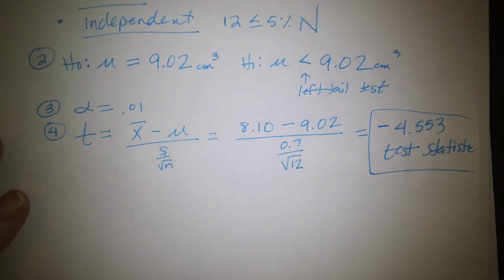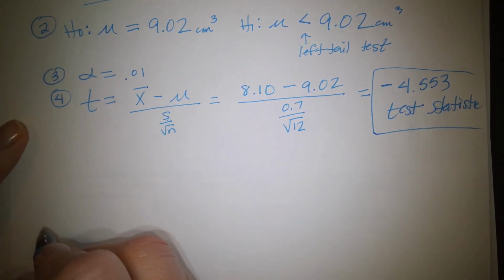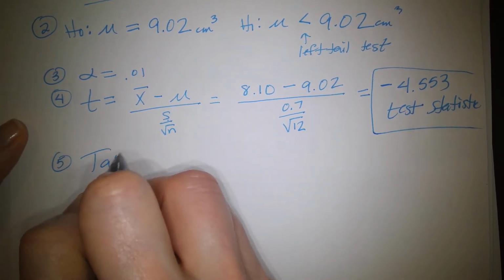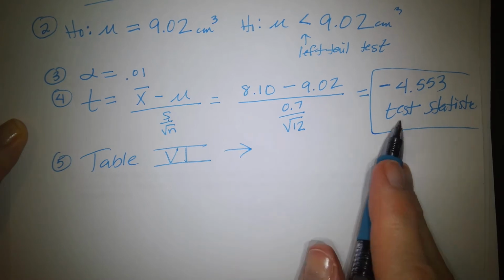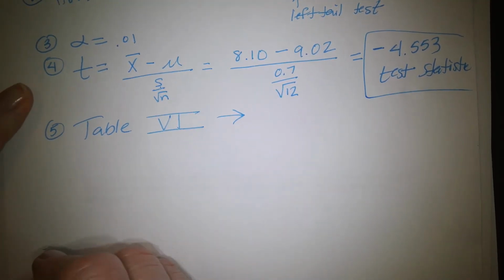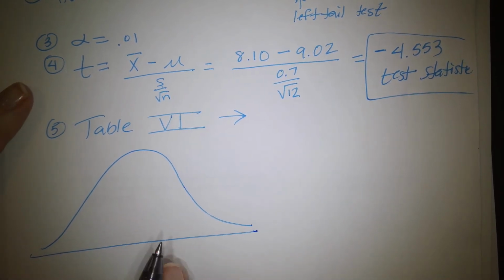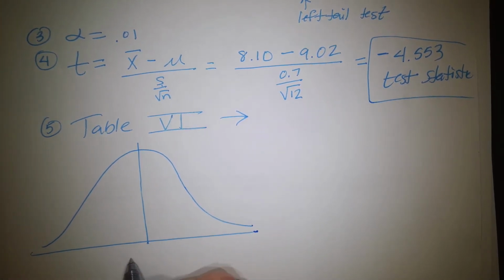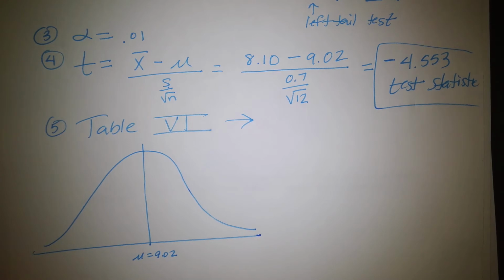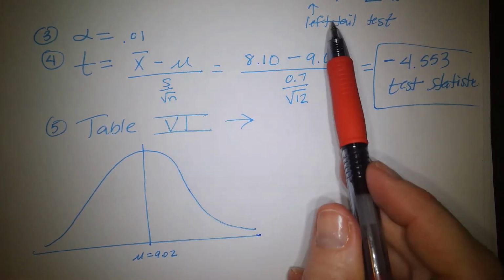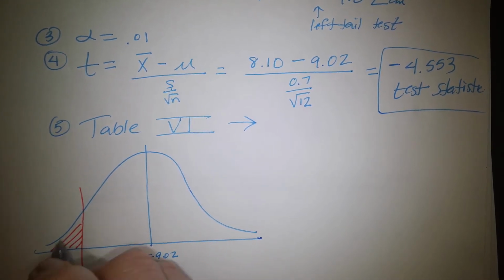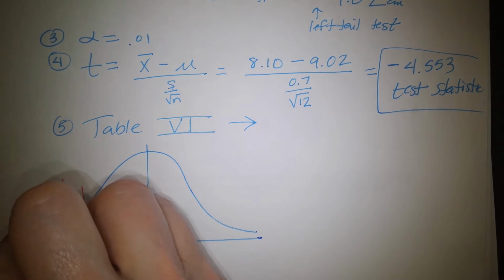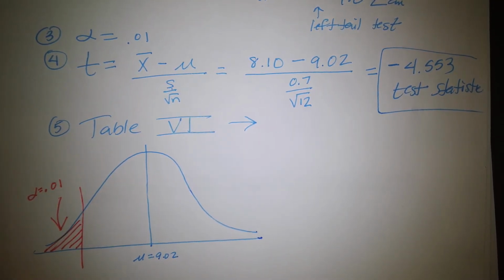Now what we do is look at information up in the table. But before I do, I always like to draw a picture. We're actually going to go to table 6 to find this probability. Let's look at what we have so far. This is a T curve, not a Z curve, because we had to use the T distribution. We know that the mean right here in the middle, the normal volume, is 9.02 cubic centimeters. And we know that my reject area is going to have an area of 0.01. Since it's a left-tailed test, it's going to be over here. So this is my reject area, and it's going to have an area of 0.01. We need to find out if this test statistic lies in there or not.